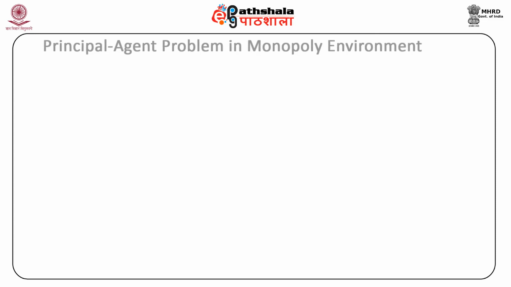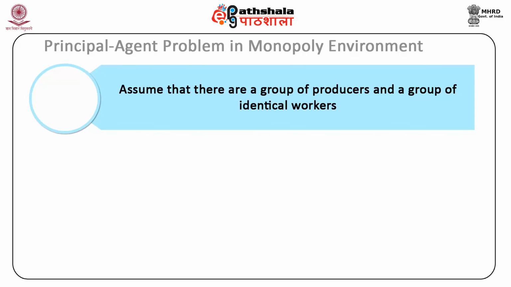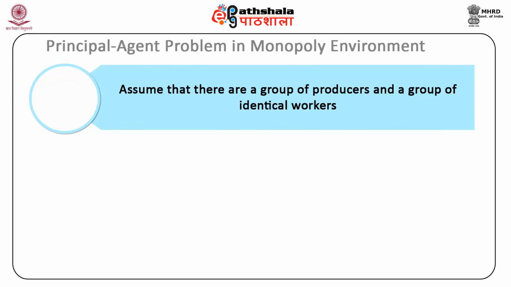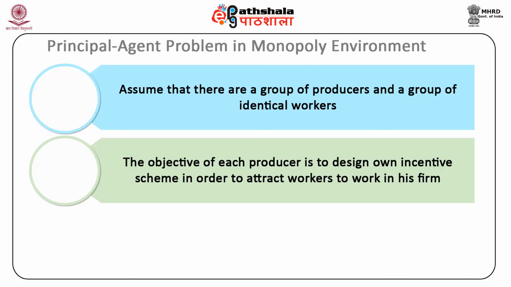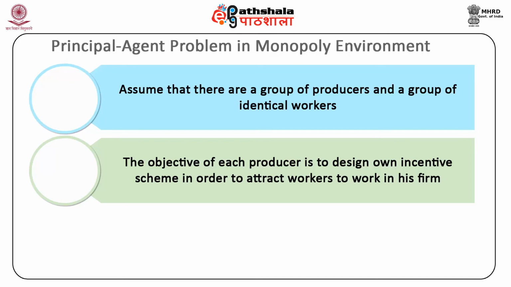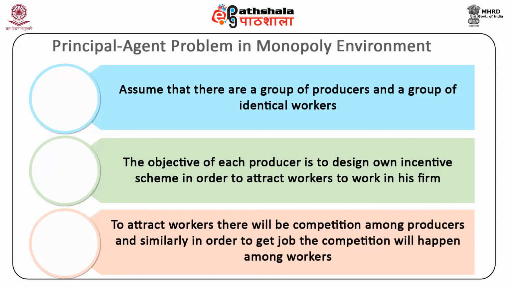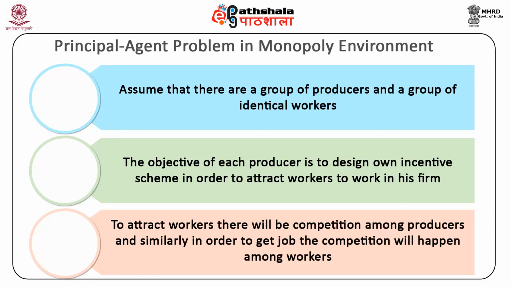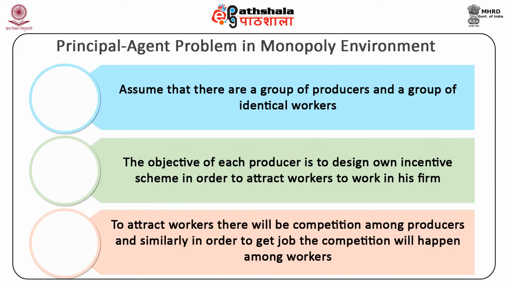To discuss the idea, let us assume that there are a group of producers and a group of identical workers. Now the objective of each producer is to design own incentive scheme in order to attract workers to work in his firm. In order to attract workers, there will be competition among producers and similarly, in order to get the job, the competition will happen among workers.